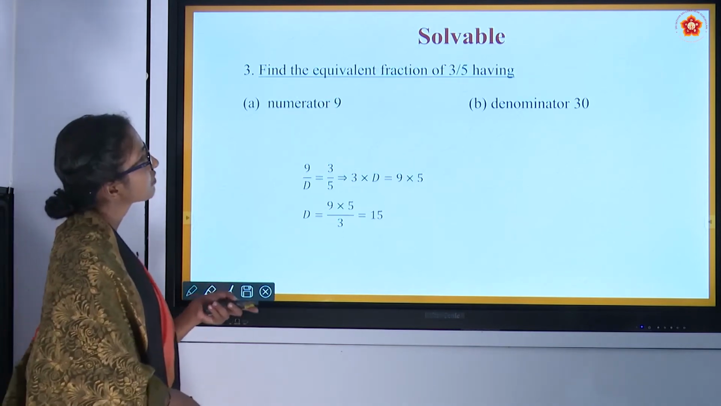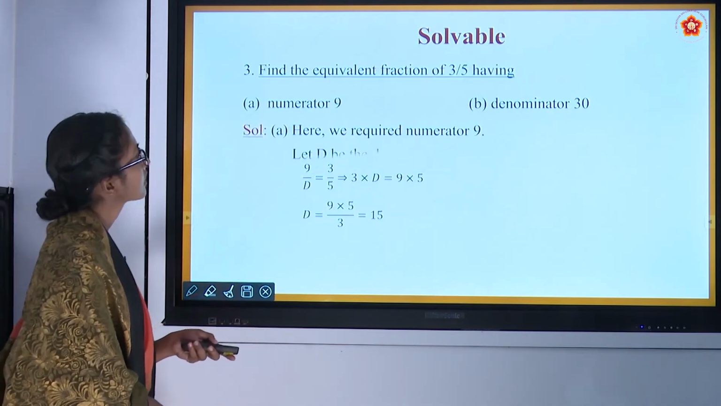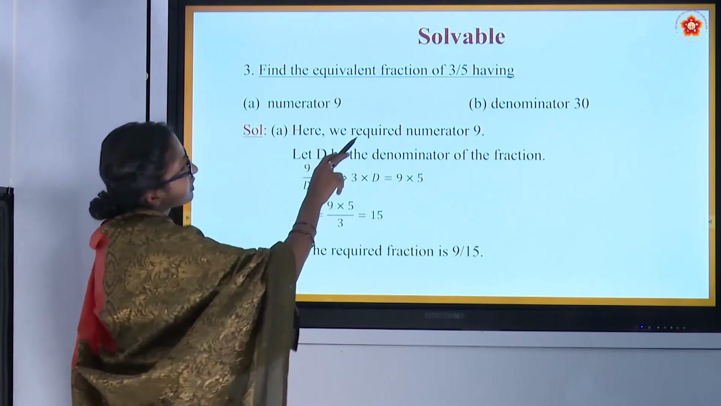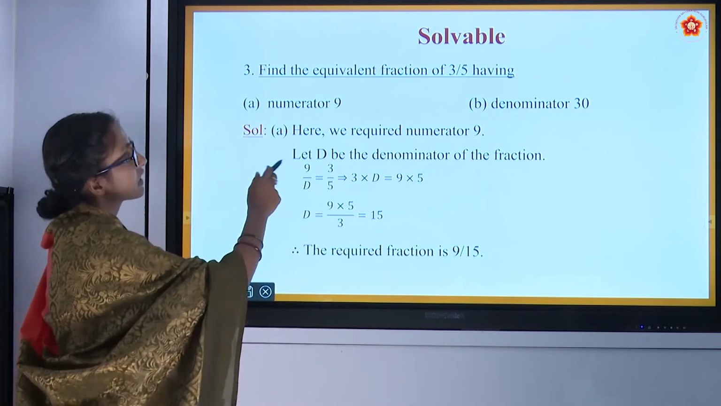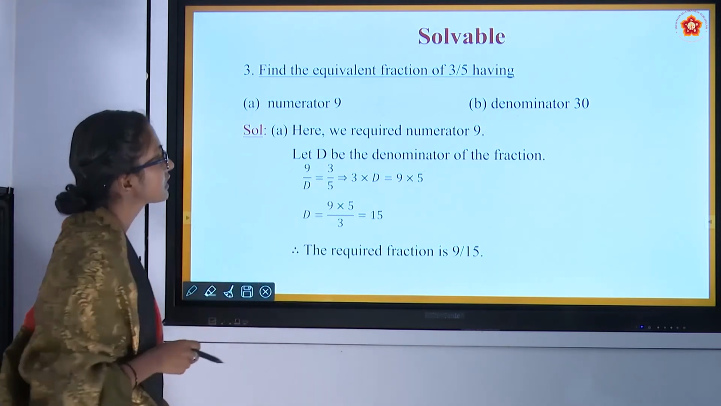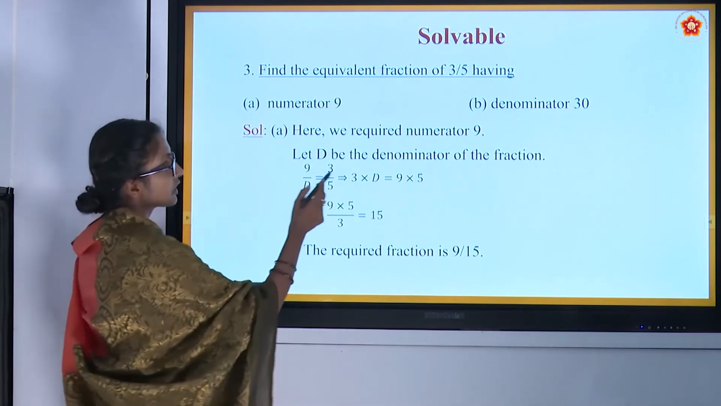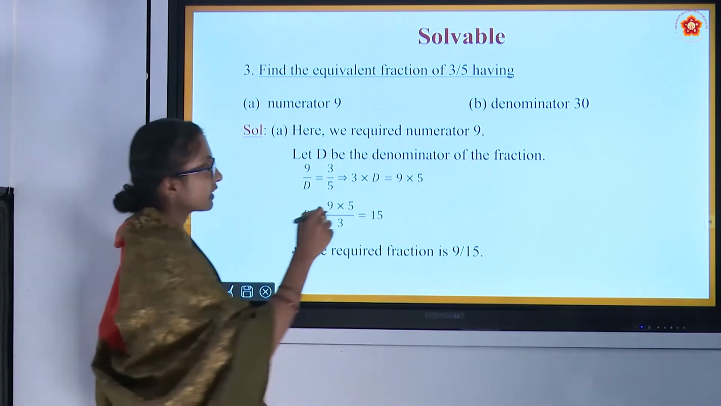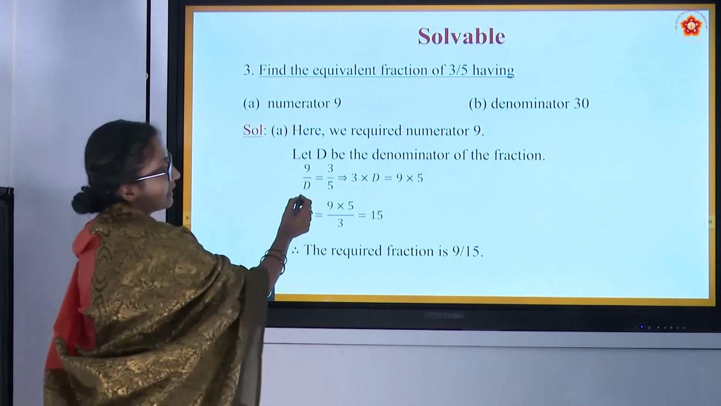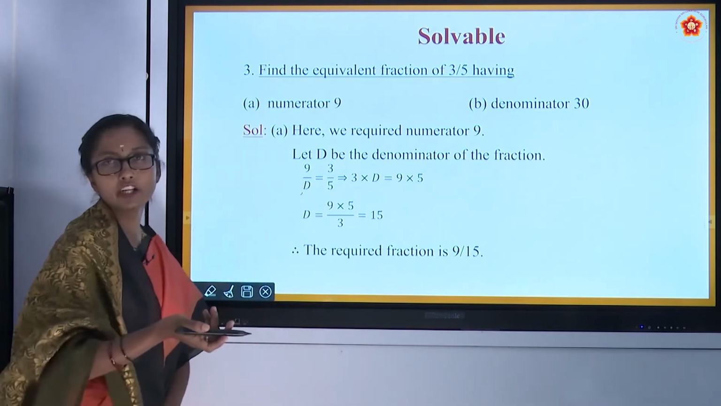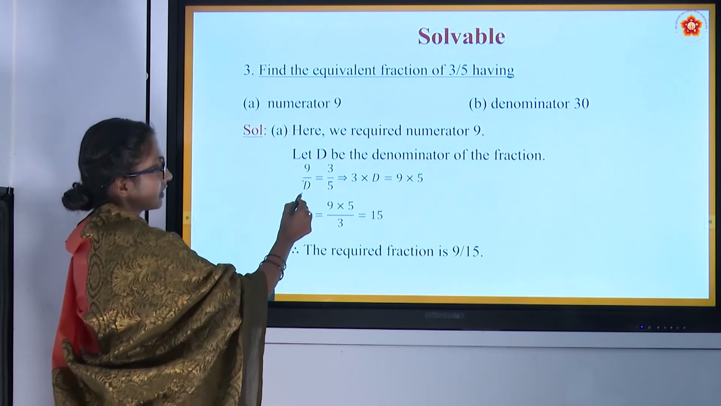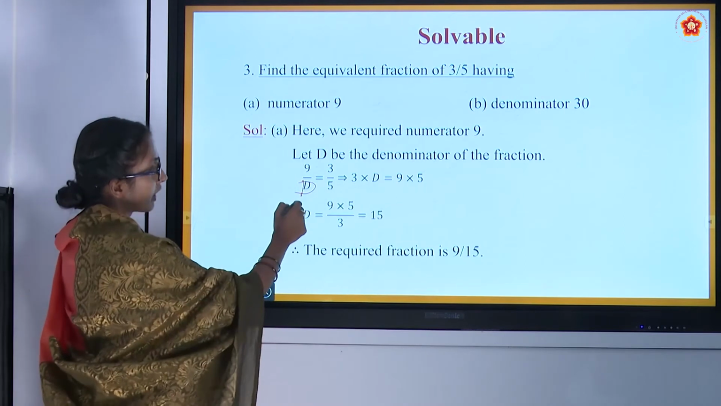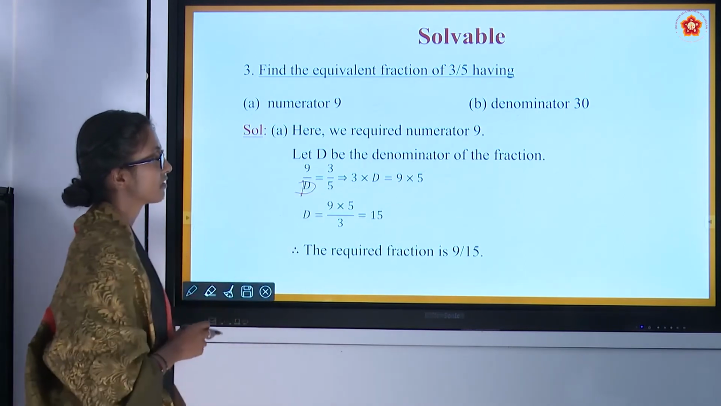Find the equivalent fraction of 3 by 5. So, equivalent fraction of 3 by 5, where the numerator is 9 and the denominator is 30. Here we require numerator 9. Okay, they are not giving the denominator, only 9 by d. So, they have not given any denominator, so we will consider it as d. Fine. This d we are going to find. 9 by d is equal to 3 by 5.